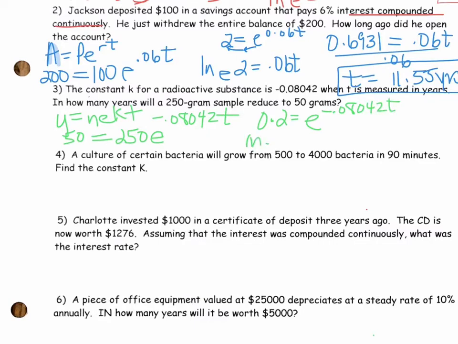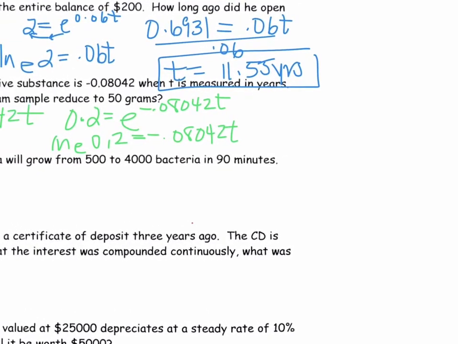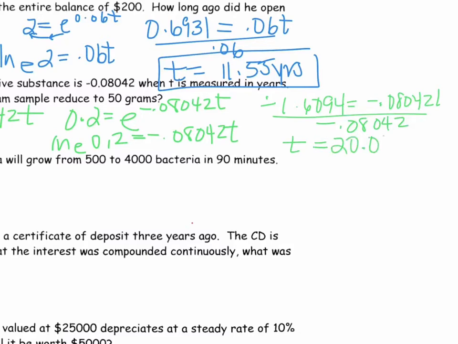We're going to switch forms. So we're going to go the ln of 0.2, which is in our calculator, negative 0.08042T. When I plug that into my calculator, I get negative 1.6094 equals negative 0.08042T. Divide by negative 0.08042, and I get T is 20.01 years, and that would be the answer to number 3.